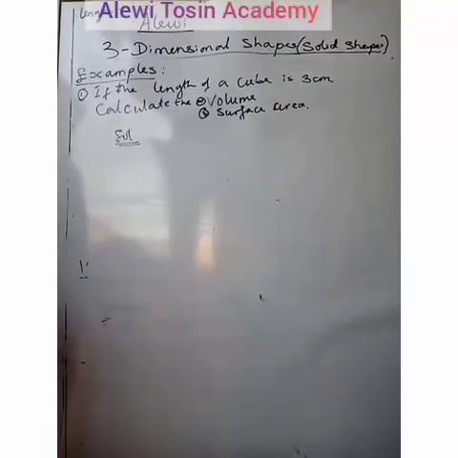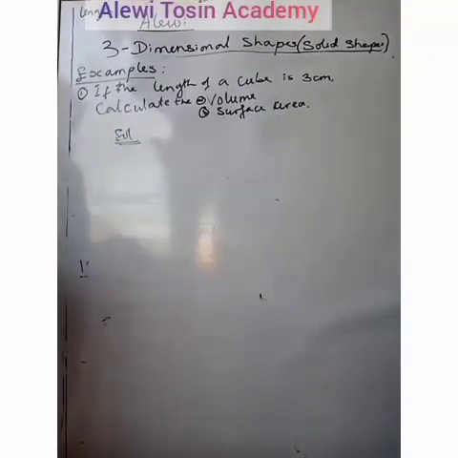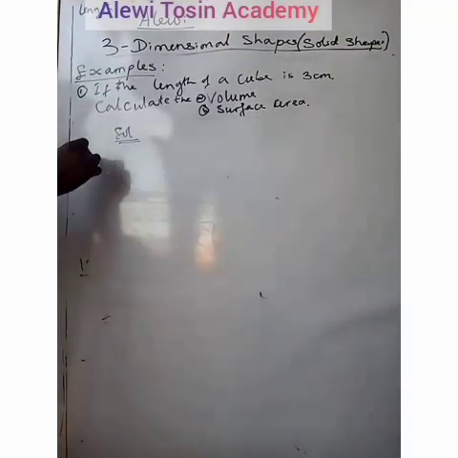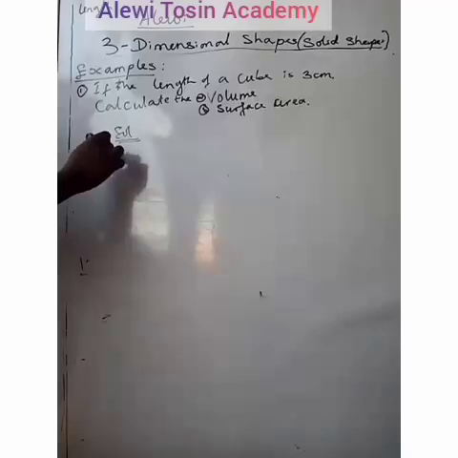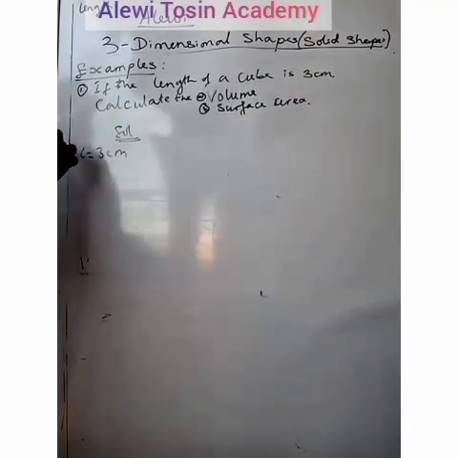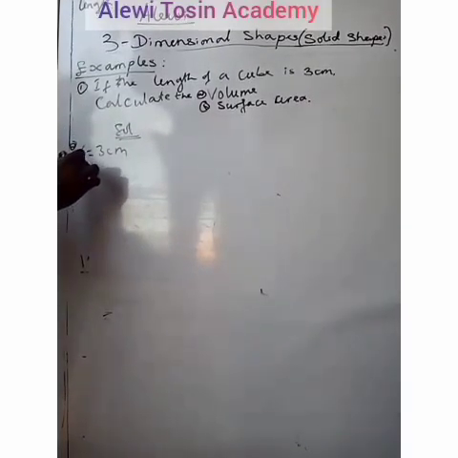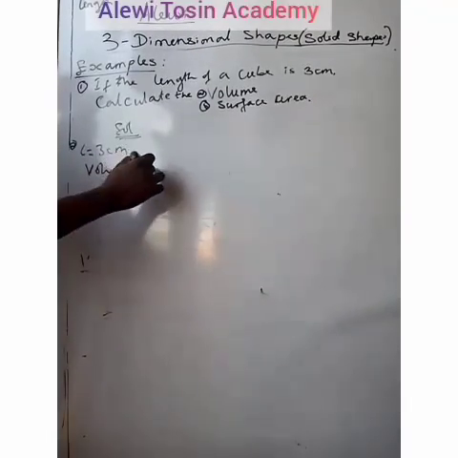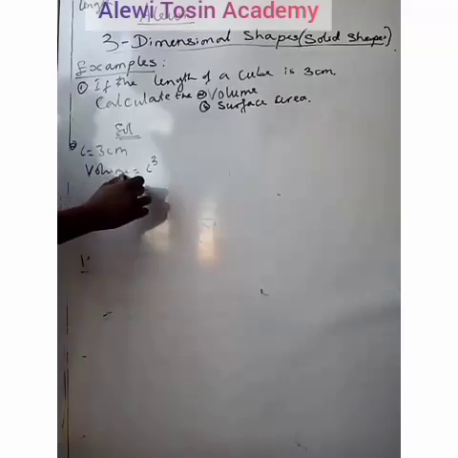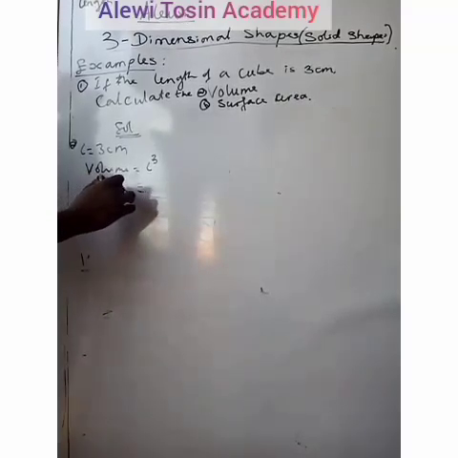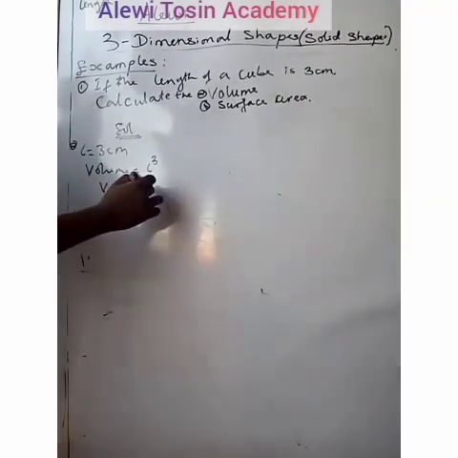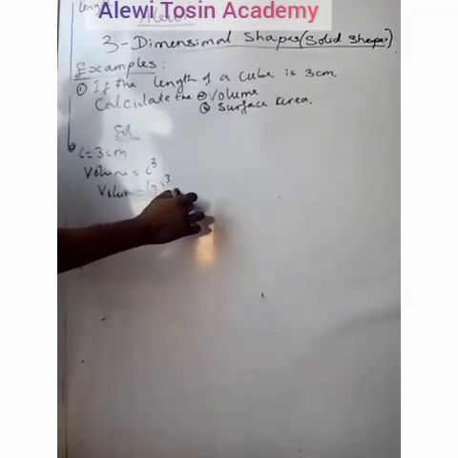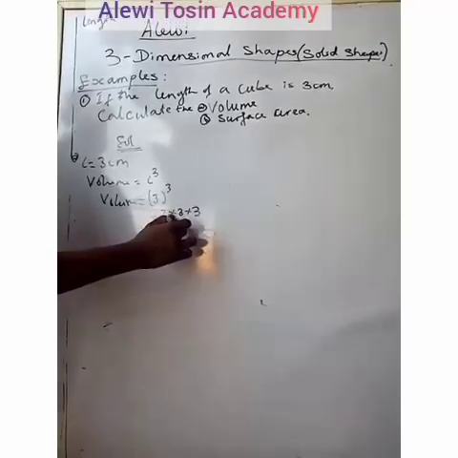Now let's take this example. First example, if the length of a cube is 3 cm, we have to calculate the volume of the cube. Firstly, the given here is L. The length is 3 cm. So to find the volume now, volume of a cube is what? Is L cube. So which means the volume will be equal to 3 raised to power 3, which is 3 times 3 times 3, which is what?